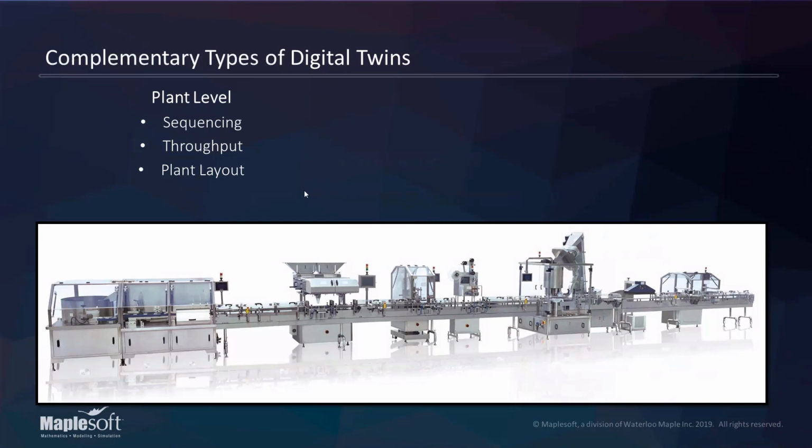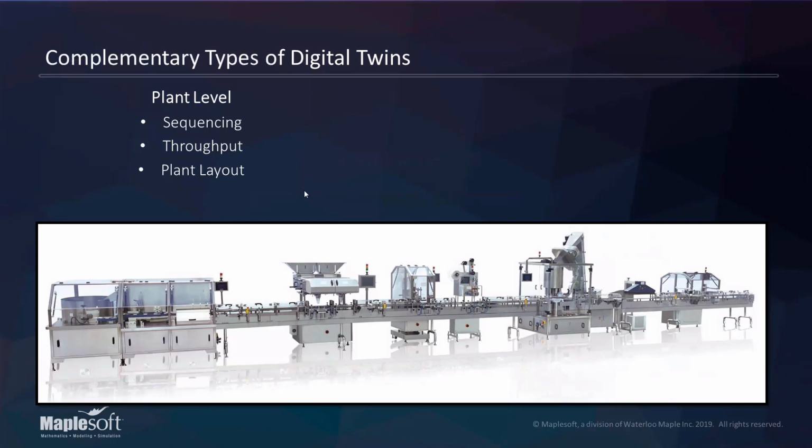So this picture you're seeing here, this is about trying to have a digital twin to help work on the sequencing from machine to machine, or to look at timings across an entire line and what that might have to say about potential throughput. So this is really a plant level of analysis here.